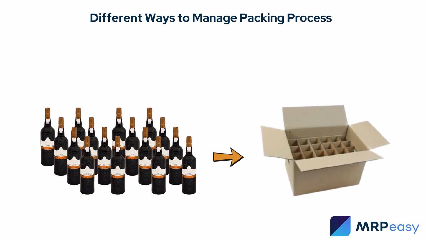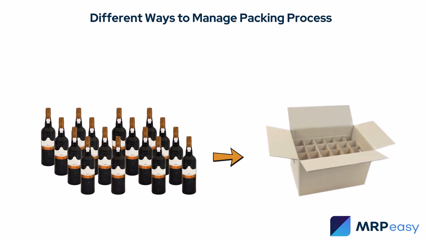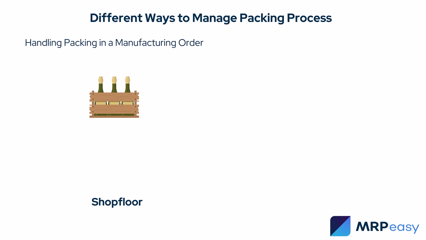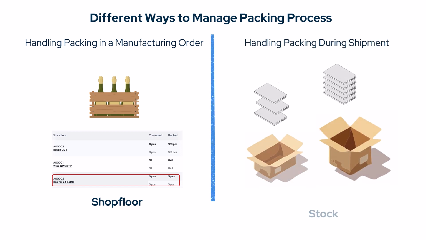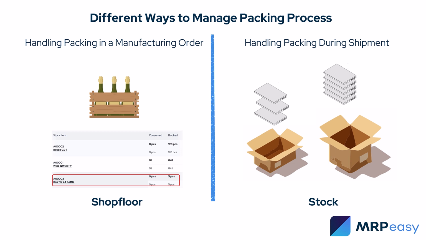MRPeasy offers two different ways to manage your packaging process. One way is very straightforward. Packages are included in the bill of materials, and the packaging process is handled within the manufacturing order. The other way is connected to the shipment process and provides more flexibility in choosing packages. This method also allows you to pack different items into a single package if needed.